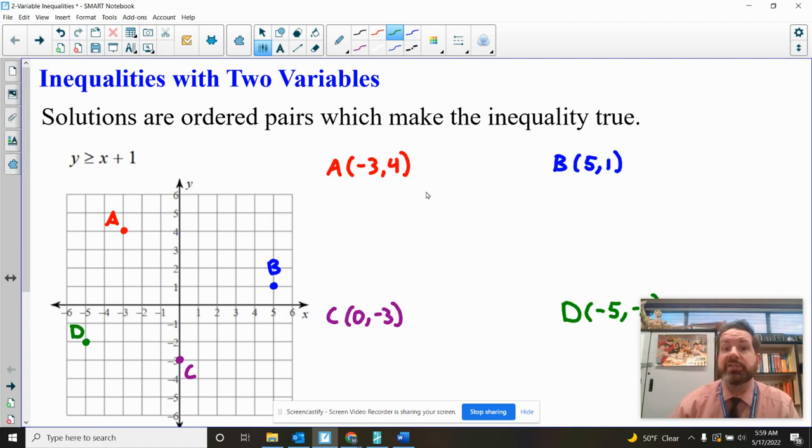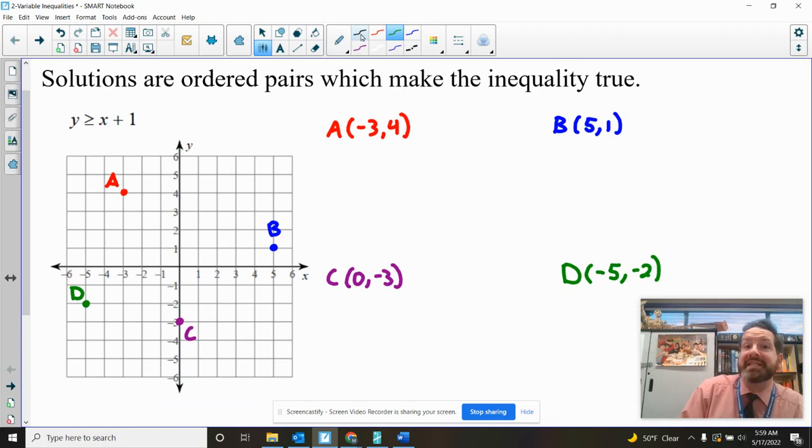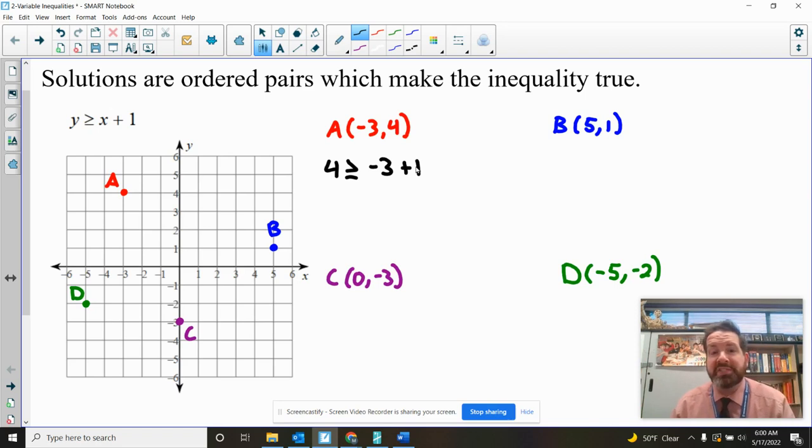So let's take a look here. We're just going to do some checks. I've picked some points. There's nothing special about them. I just picked them kind of scattered around. Let's look at this very first one together. We're going to see how things work. So this is the x coordinate. This is the y coordinate. We want to know if this is a solution to this inequality. Here's how you can check. Put the 4 in where the y is. Put the -3 in where the x is. And then just see if what you get is a true statement or a false statement.